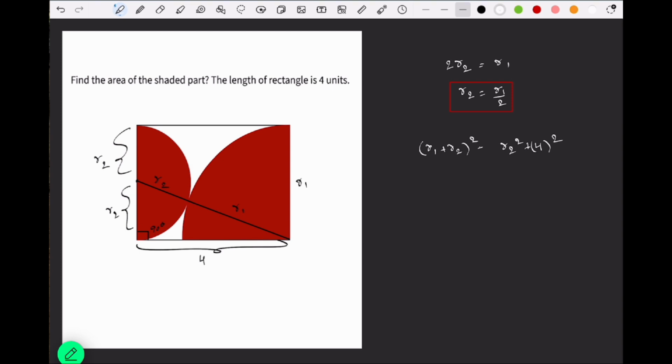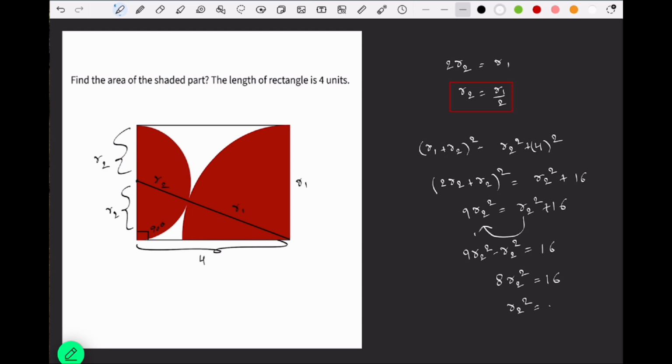Let's substitute R1 is equal to 2 times R2. So, in the place of R1, I am keeping 2 times R2 plus R2, whole square, is equal to R2 square plus 16. I am writing 4 square as 16. It is 9 times R2 square is equal to R2 square plus 16. If I bring this R2 square to the left hand side, it will become negative. So 9 times R2 square minus R2 square is equal to 16. 8 times R2 square is equal to 16. R2 square is equal to 2. R2 is equal to square root of 2.